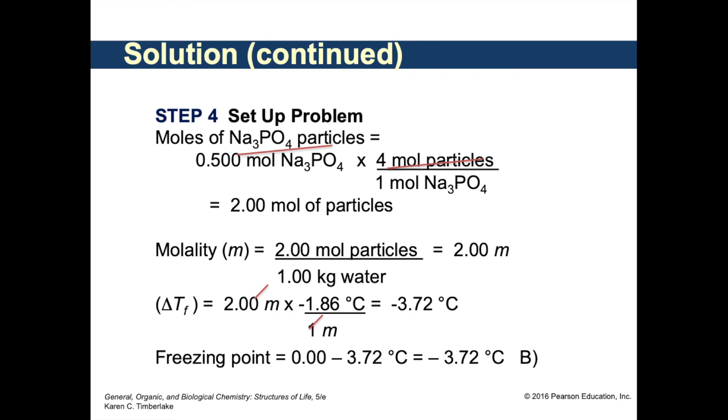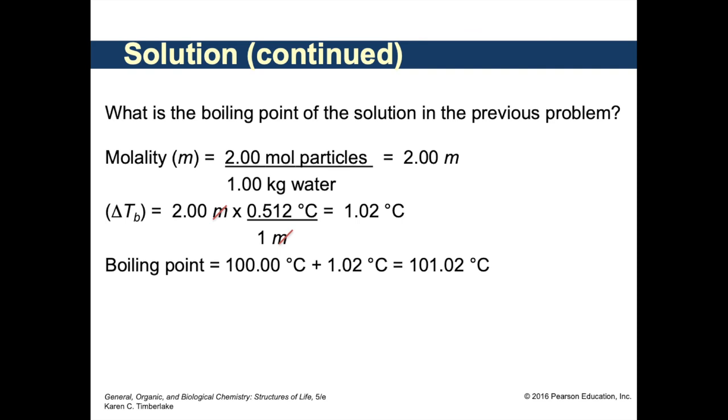Now for boiling points, that's not as lucky. So let's have a look at what happens to the boiling point. Well, the molality is still 2 molals, right? And we saw earlier that our boiling point constant is 0.512 degrees Celsius per molal. So if we multiply those two numbers, we see that our change in boiling point is 1.02 degrees Celsius.